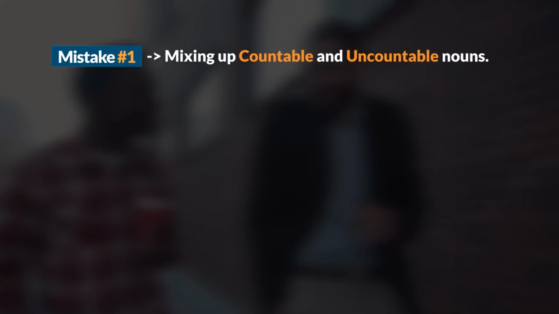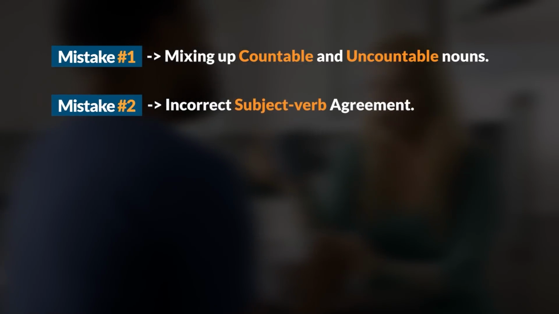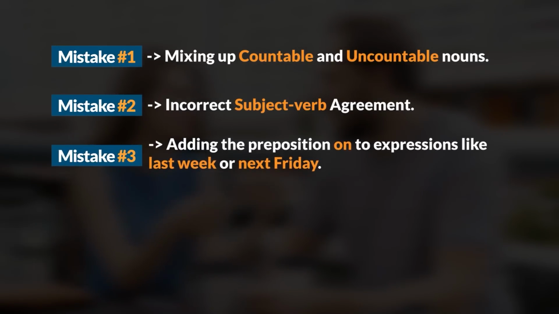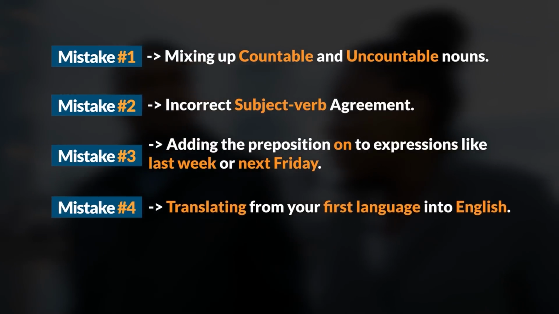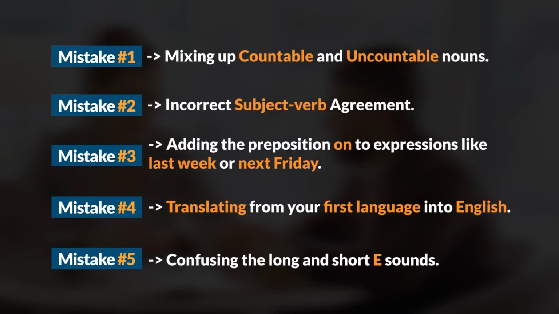Did you get all the answers correct? If not, don't worry. You can always watch this lesson again and retake the test. To recap, here are the mistakes we covered in today's lesson. Mistake number 1, mixing up countable and uncountable nouns. Mistake number 2, incorrect subject-verb agreement. Mistake number 3, adding the preposition on to expressions like last week or next Friday. Mistake number 4, translating from your first language into English. Mistake number 5, confusing the long and short E sounds.